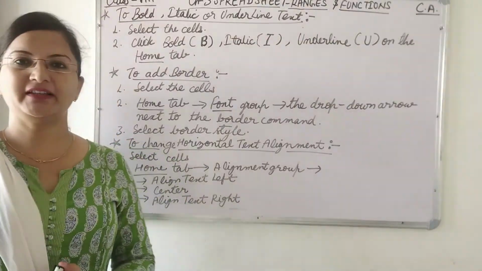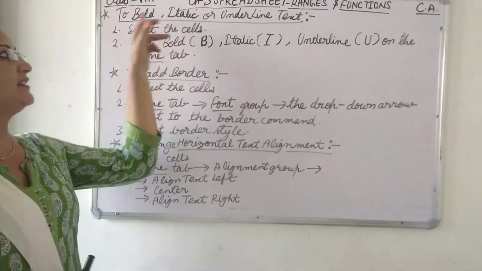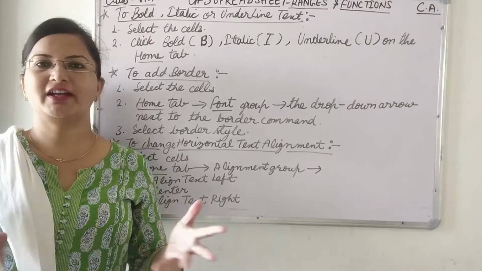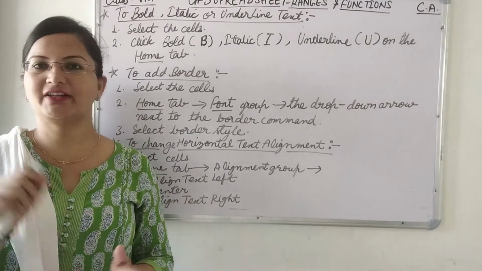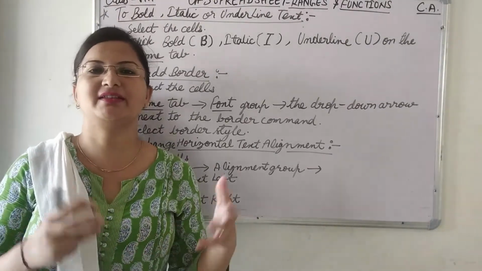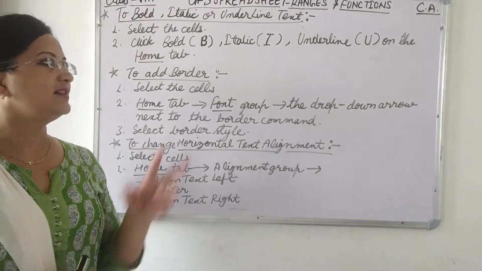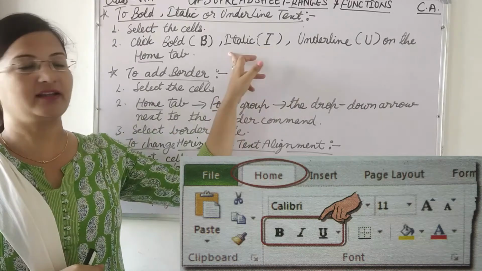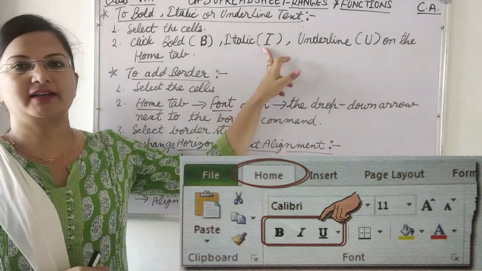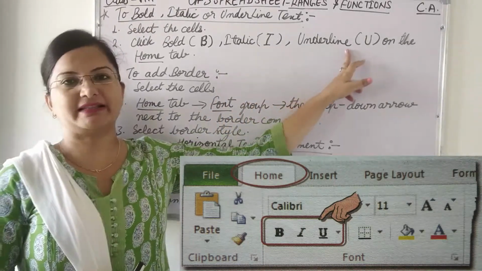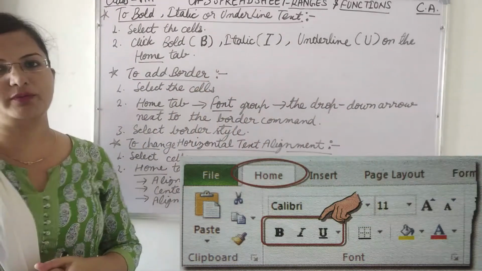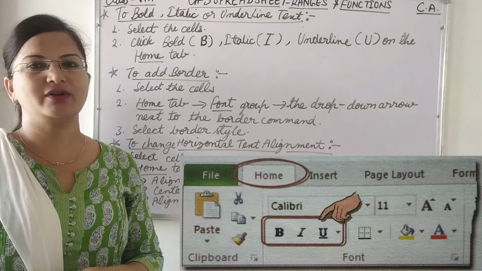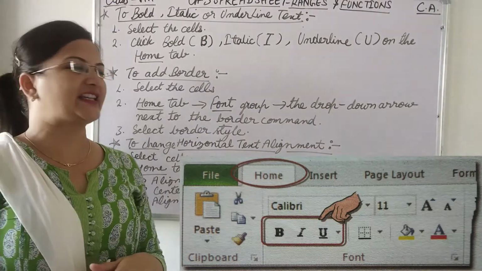So in formatting the text, the next is to make the text bold, italic or underline. You know very well how to do it. For that you have to simply select the cells where you have to format, that means something is written over there. So select it, and then you might have seen three icons. Icon B means bold, icon I italic, U icon means underline in the home tab. So you have to choose any one, or you can choose all also. Then formatting will be applied to the text.